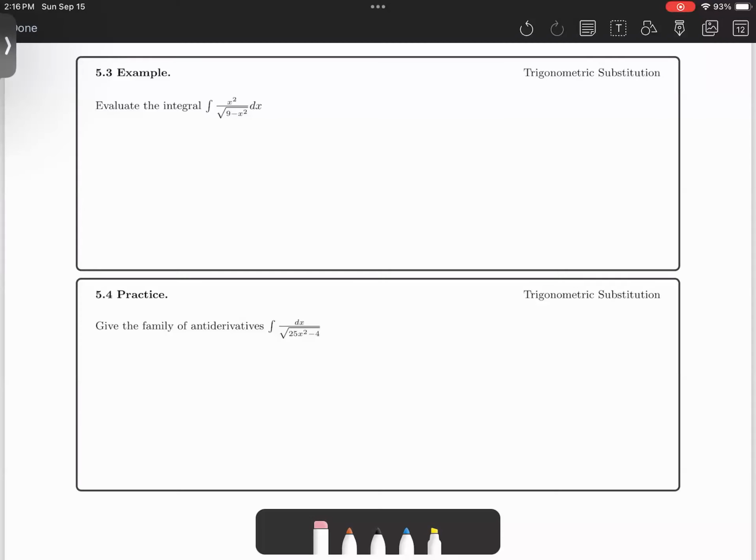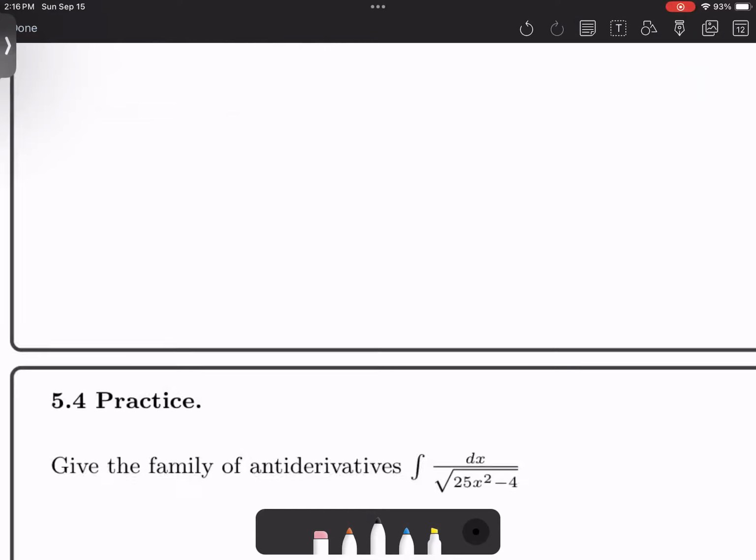Let's try to tackle this integral. There's going to be a lot of identities that are going to be used and a lot of relationships that we're going to have to exploit, but we are eventually going to get an antiderivative.